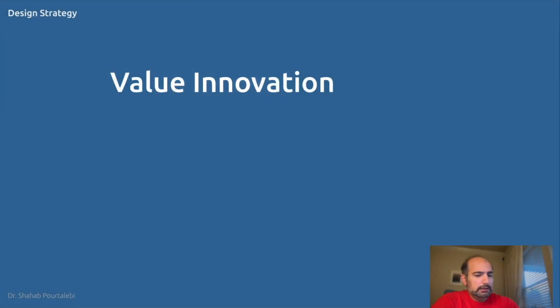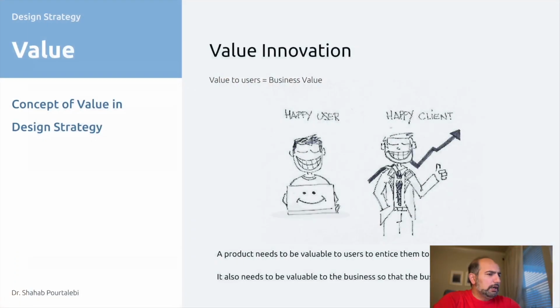Okay. What's value innovation, and how could value innovation serve strategic design when we are designing a digital product or product service combination? Okay, let's take a look a little bit at the concept of value.